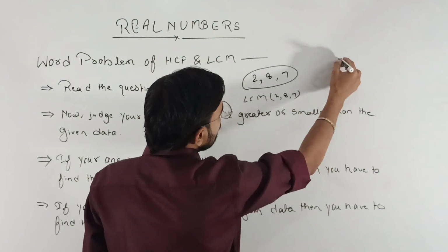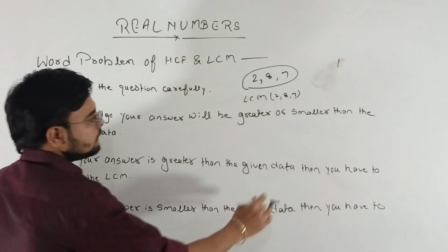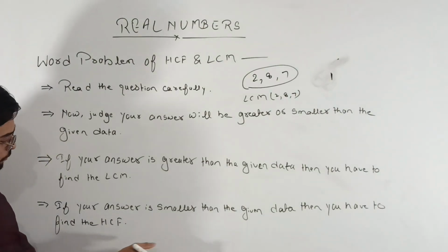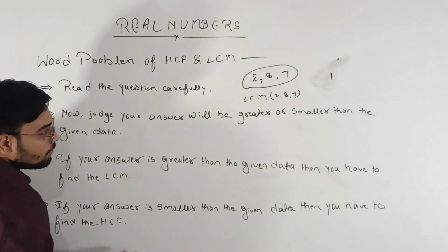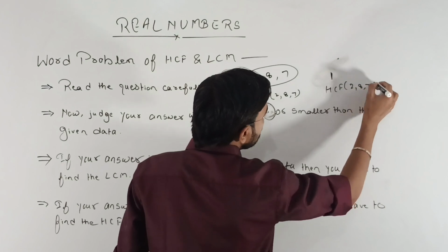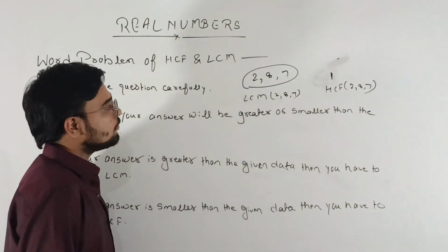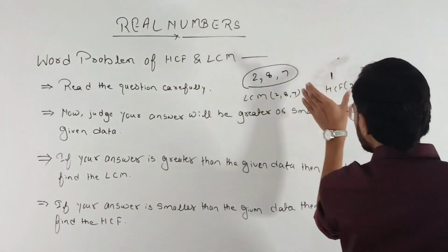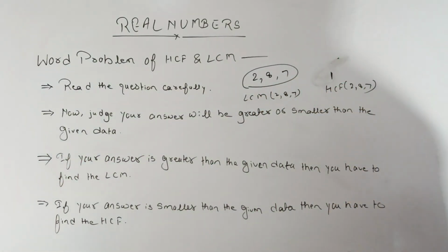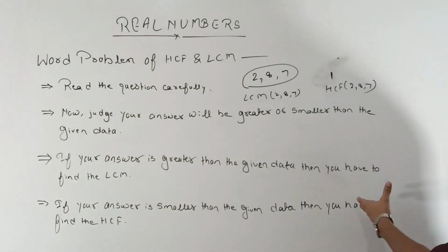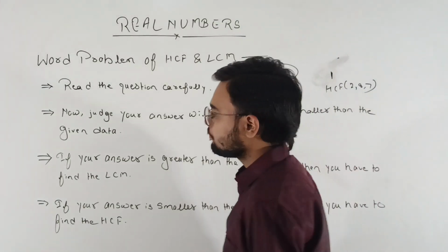Suppose your answer is 1. Now look, the answer is 1 and 1 is smaller. Then you have to find HCF. If smaller, then you have to find HCF of 2, 8 and 7. Understood? In case of greater, you have to find LCM. If your answer is smaller than the given data, then you have to find HCF. Okay, let's take some example, then this concept will be clear very well.